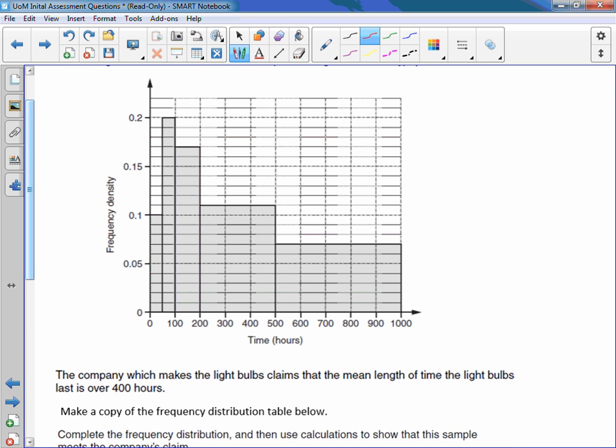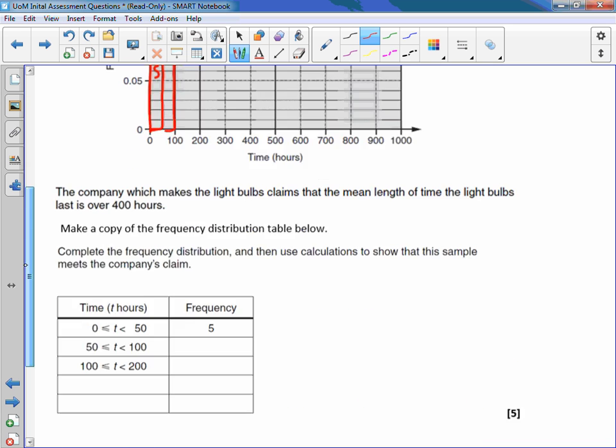First things first, we're told the area of our first group is 5, and we simply get that by doing our 50 times our 0.1 to give that area there is equal to 5. Okay. So for our next area, we know that it's 0.2 high, and it's also 50 wide. So it must have an area of 10. So we can stick that into our table.